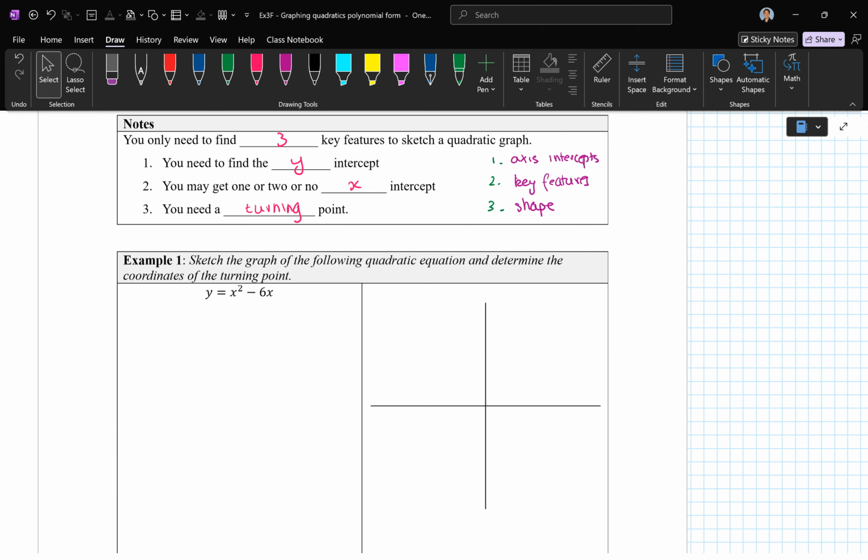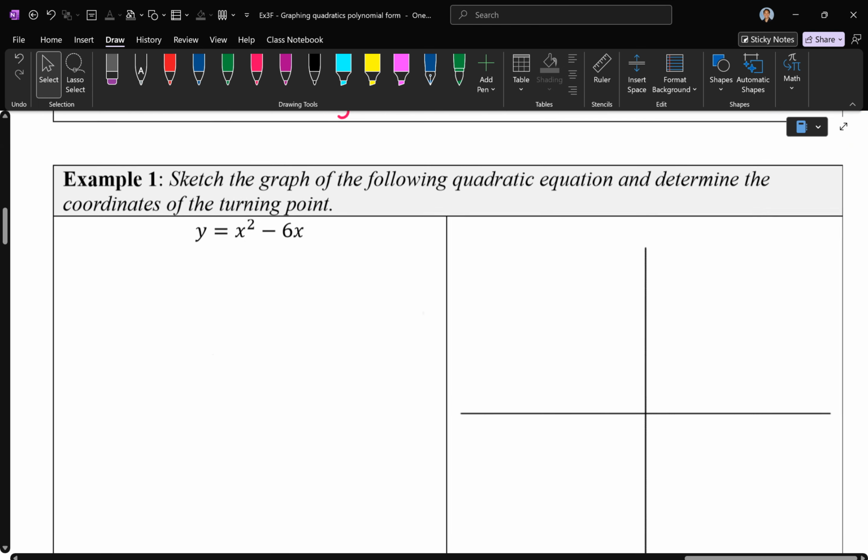It's up to you how you want to sketch it. Whether you want to use the turning point form to sketch, or whether you want to just stick to general form, that's up to you. I actually use both forms, and that's because I can do all of the algebra there. Okay, so here we go. How do we do this?